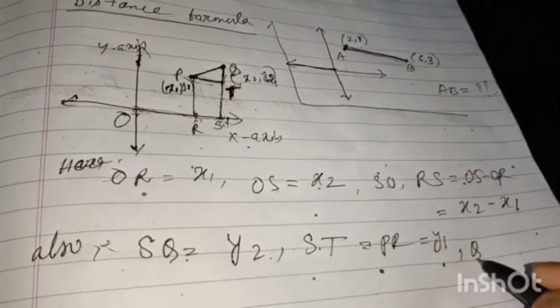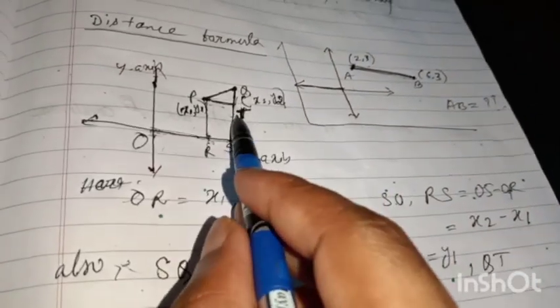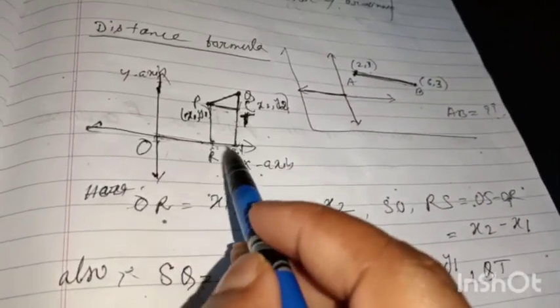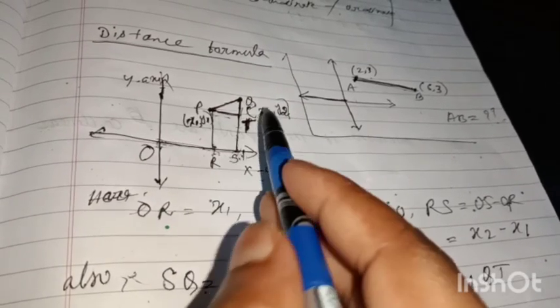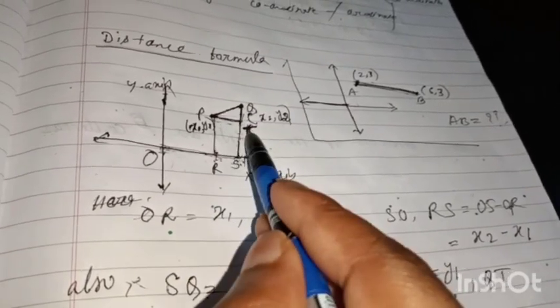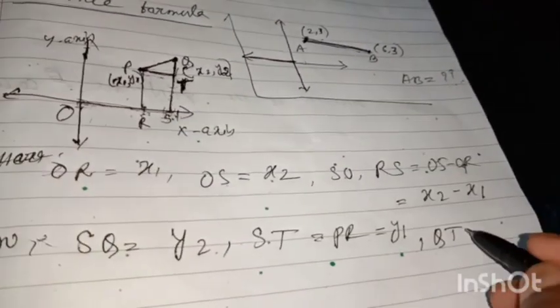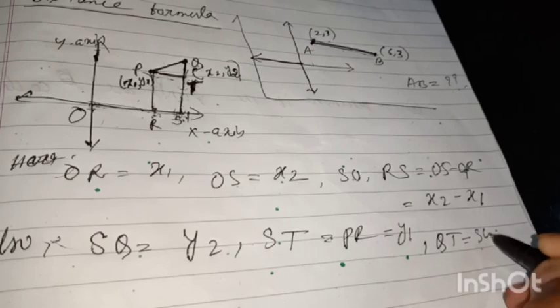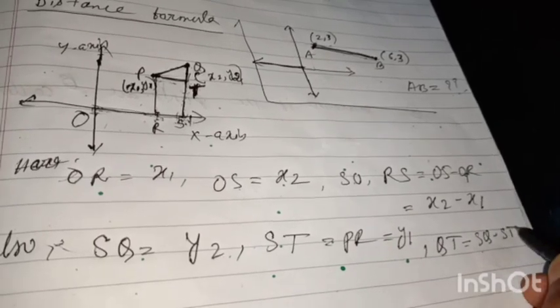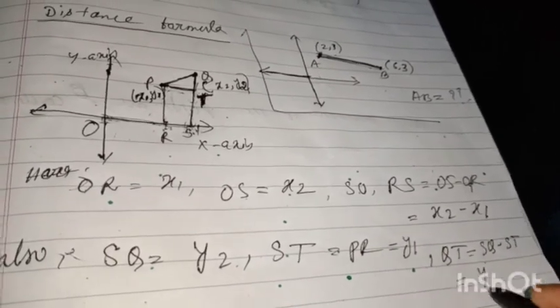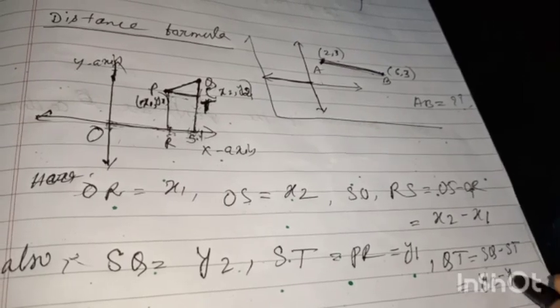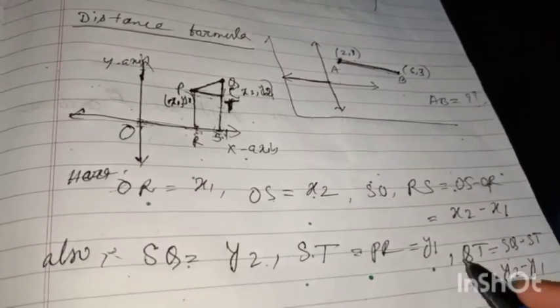Then QT, so in QT you can find like RS. How did you get RS? OS minus OR. So QT is SQ minus ST. SQ minus ST, what is left? QT. SQ minus ST. So what is SQ? Y2. What is ST? Y1. So you got all the values here.